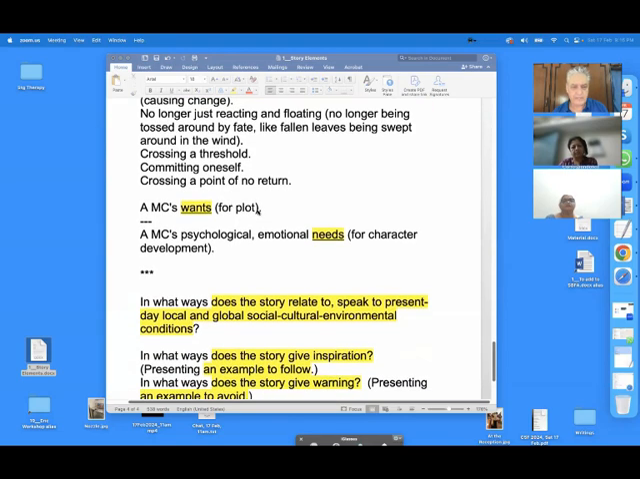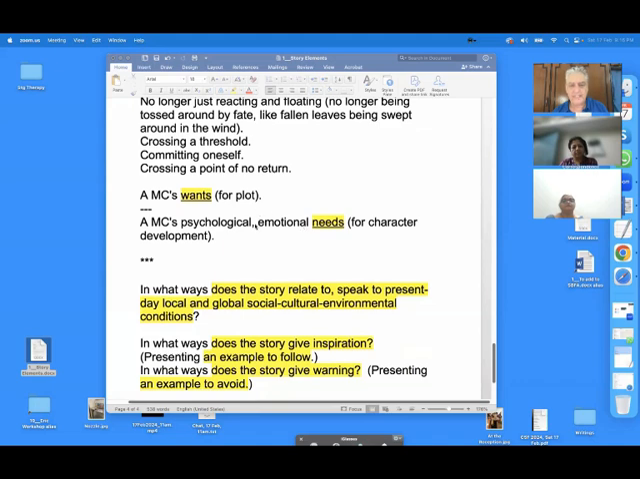Some people make a distinction between wants and needs of a character. What a character wants is what drives the plot. Prospero wants his kingship back, and that drives the plot. But on a deeper psychological level is the emotional maturity, the psychological maturity that, can I say, needs to happen.